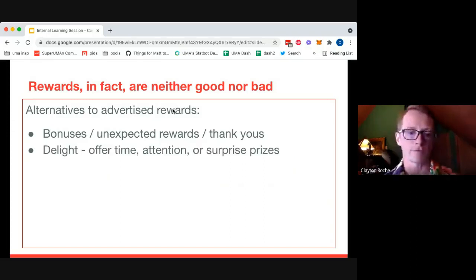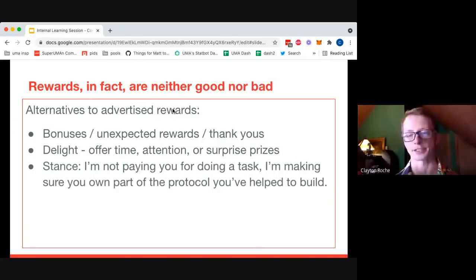Another alternative to advertised pay is delight. You can offer time, attention, surprise prizes, acknowledgement, all of those things. Just keeping things fun, basically, can really help people feel motivated to do cool stuff.